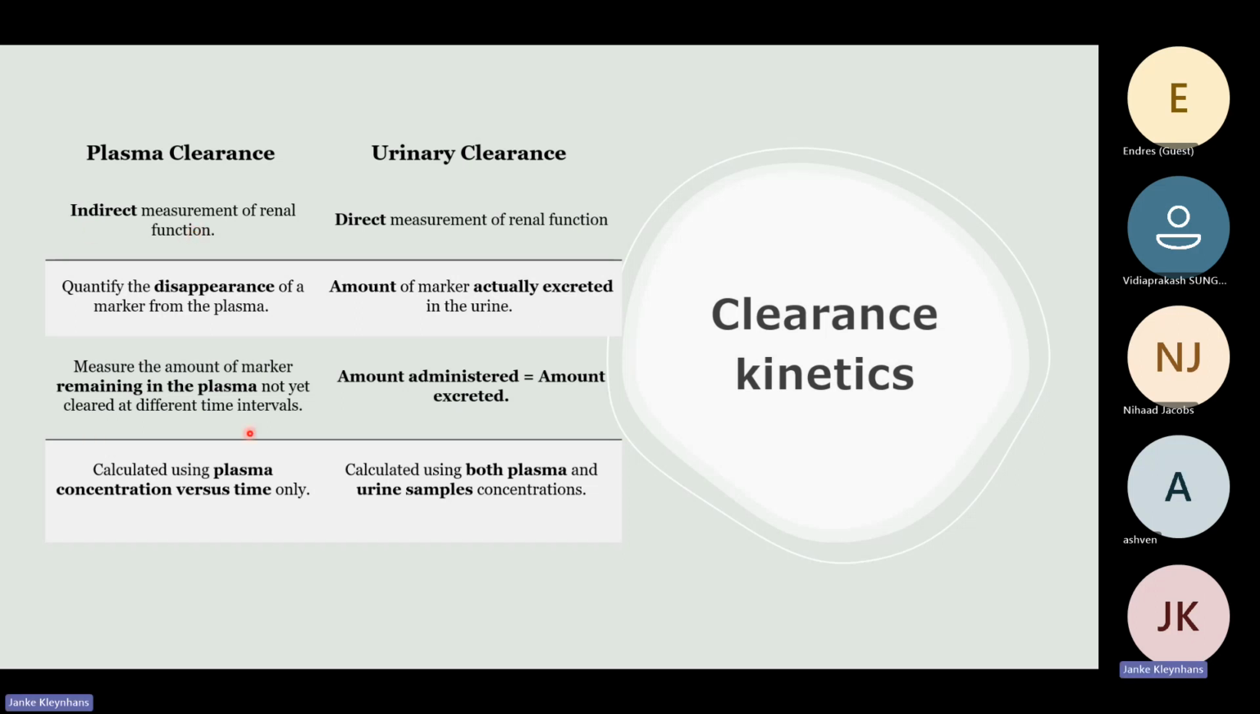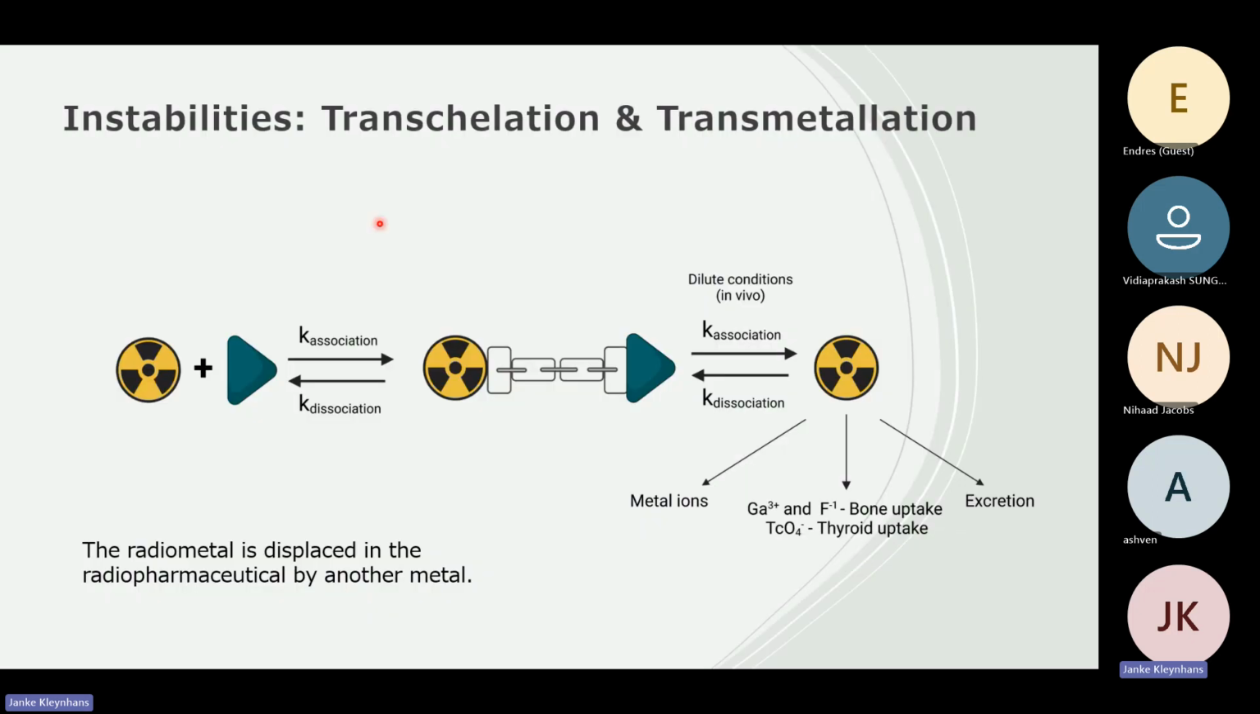So you calculate plasma concentration versus time, taking into account the starting amount injected into the patient. Urinary clearance, on the other hand, is directly the measurement of renal function, and you can then measure all of the activity excreted in the urine. But it's just much more difficult to do properly, and it's a lot of effort and patient inconvenience. So we use the plasma measurement.